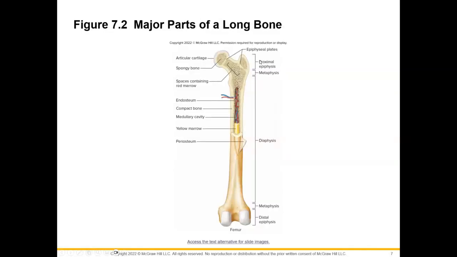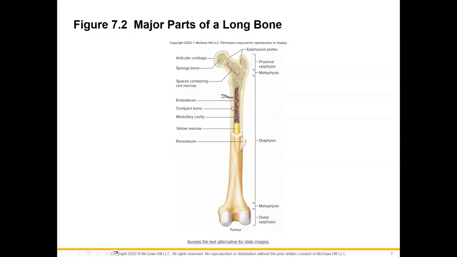Okay, so this shows those parts. Again, the middle part is the diaphysis, and the ends are the epiphyses. The proximal epiphysis is the part that is closer to the attachment point, of course. The distal epiphysis is on the other end. Okay, this shows you the spongy bone at the epiphyses, and that contains red bone marrow. Yellow bone marrow is down the middle where we have the medullary cavity.